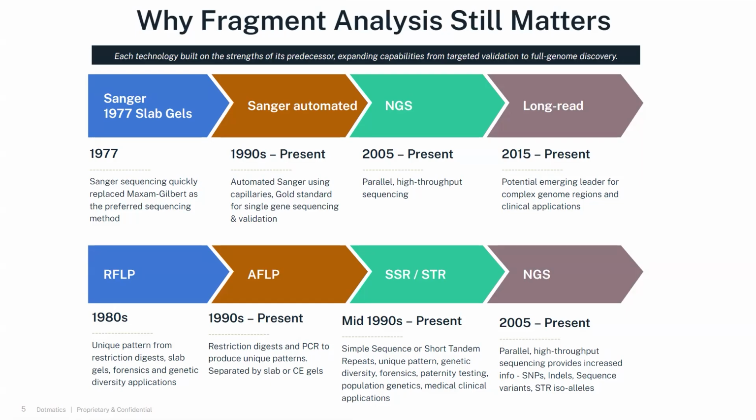The take home from this timeline discussion is that while sequencing gets a lot of attention, fragment analysis remains the gold standard for a surprising number of applications, from STR profiling to MLPA and chimerism and other clinical tests, and to plant and animal genotyping, diversity research. Why? It's fast, it's cost effective, and importantly, validated in regulated settings.